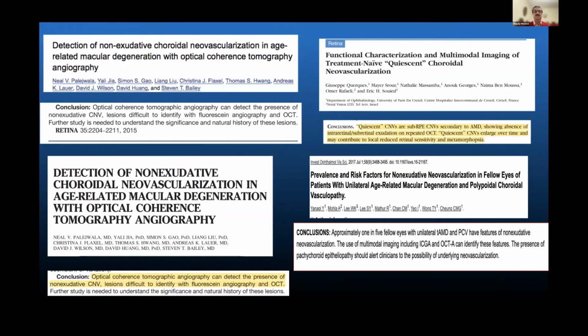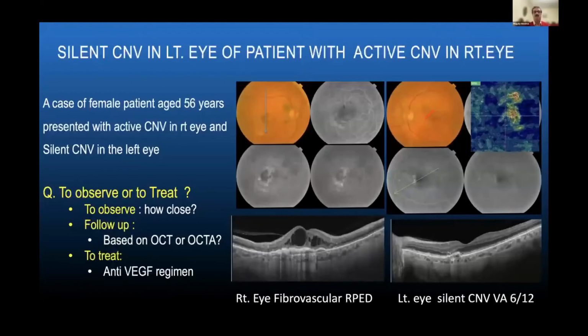At that time, we discovered there is something cooking under the elevated and irregular RPE detachment. So when I started to see this patient, I had also a swept source OCT since 2015. I was one of the few in Egypt who had it. So this is a case of a 56-year-old female patient presented with well-established CNV in the right eye, type 1, and silent CNV in the left eye.